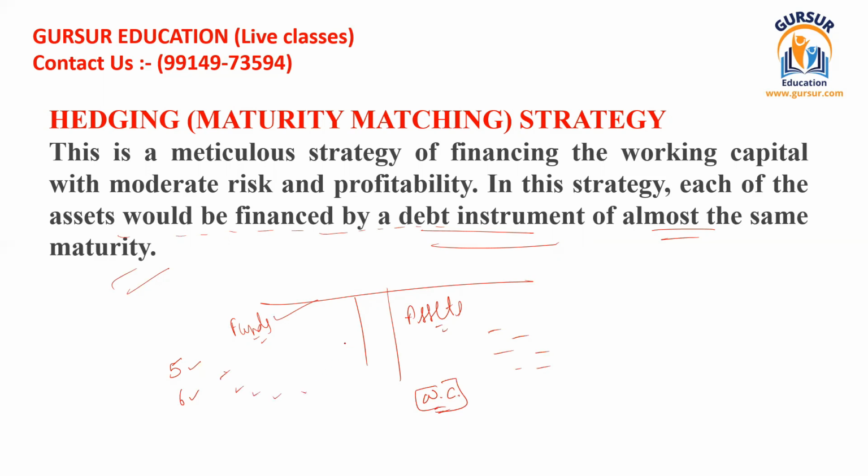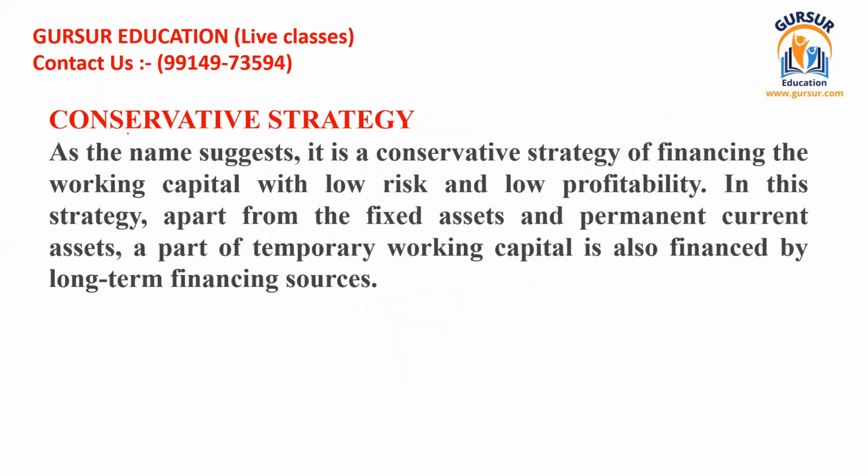So this is the first strategy, which tells you that all the assets should be financed by debt instruments of almost the same maturity period. Then this is the conservative strategy. As the name suggests, it is the strategy of financing working capital with low risk and low profitability. What does it tell you in this strategy? Apart from fixed assets, permanent current assets, part of the temporary working capital is also financed from long-term financing sources.